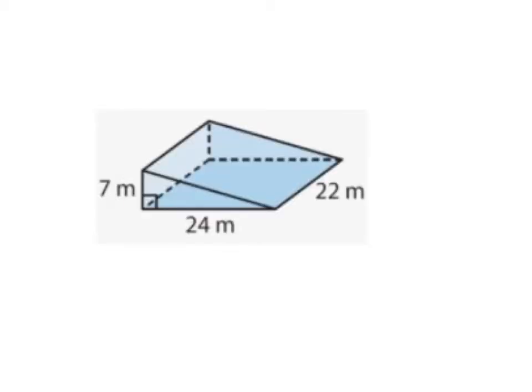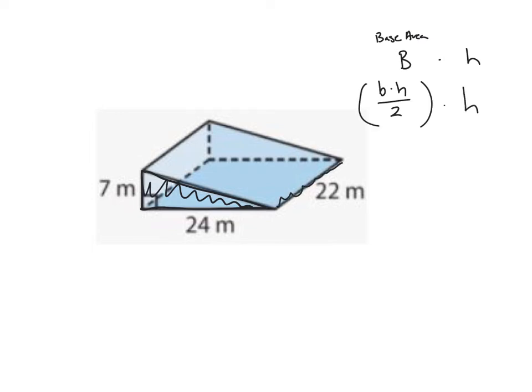Okay, our last video today is going to help us show you how to find the volume of a triangular prism. Remember, the volume is the base area times the height of that prism. And since this is a triangular prism, we're going to find the area of the triangle first. So remember, the area for triangles is base times height, divided by 2. And then we're going to multiply it by the height of our prism.